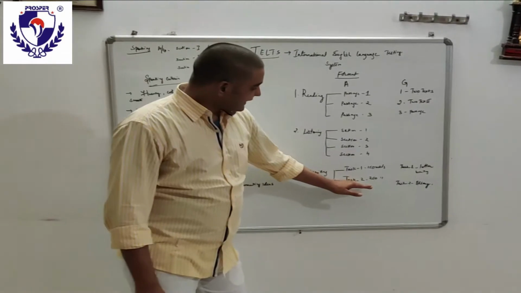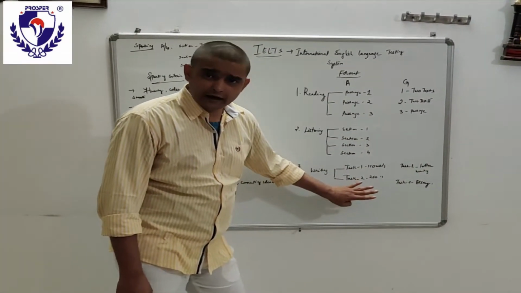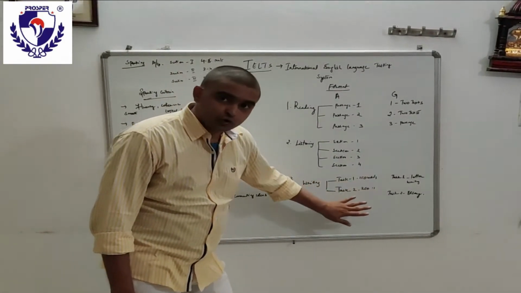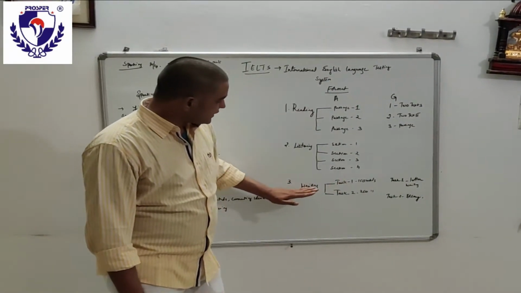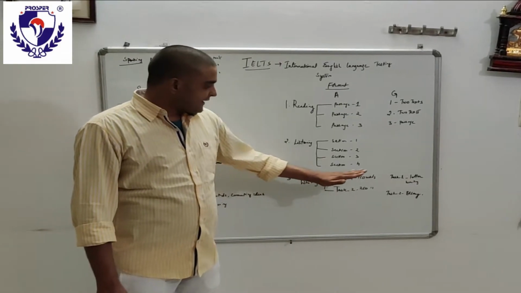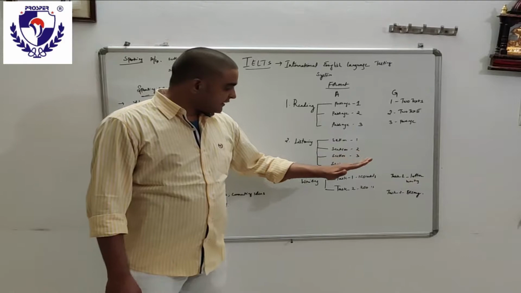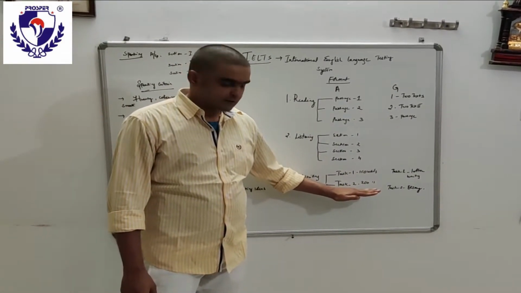You will ideally write a minimum of 4 paragraphs. Sometimes, depending on the kind of essay question you have received, you may also have to write 5 paragraphs. Now, within the 1 hour you are given to work on the writing module, 20 minutes should be spent on task 1 and a good 40 minutes on task 2.